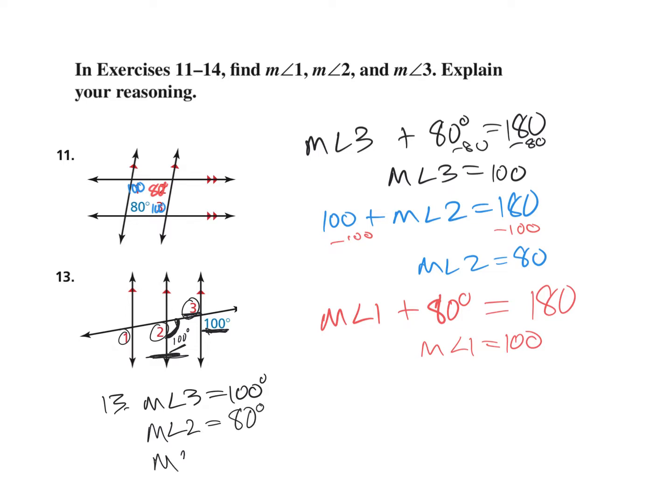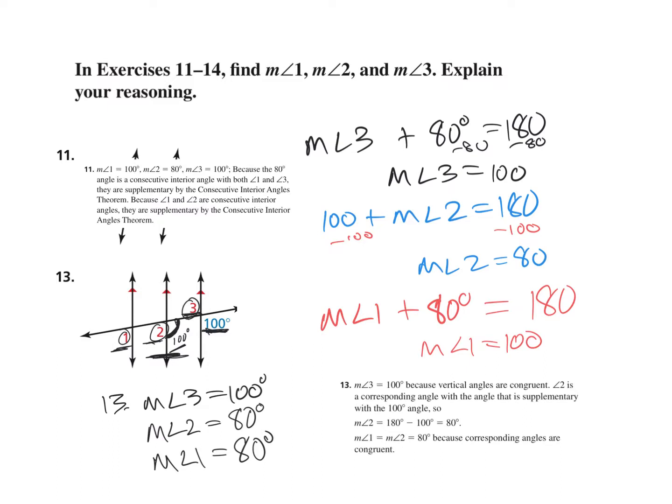And the measure of angle 1 is corresponding with the measure of angle 2. Corresponding angles are equal. So the measure of angle 1 has to be 80 degrees. So there's different ways to go about doing these, and if you read both of these answers, they went through it a little bit differently on some of them. So there are multiple ways to get your answers.